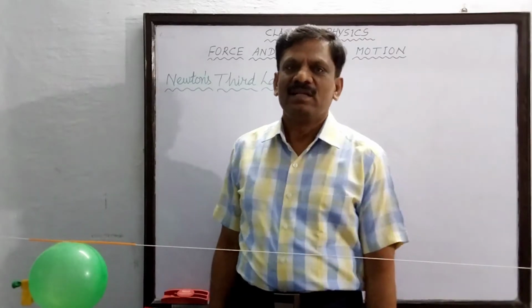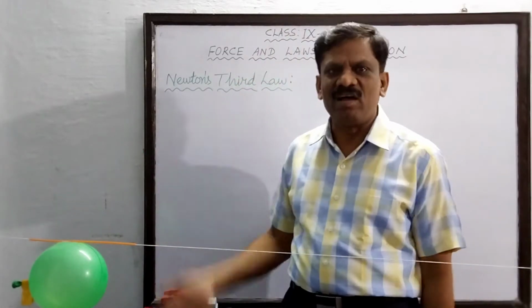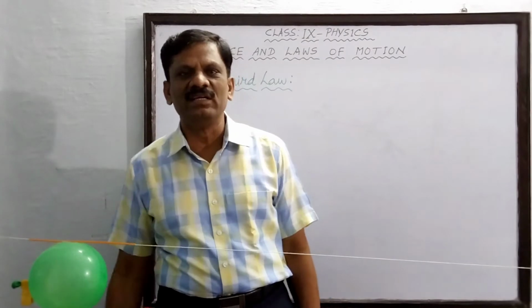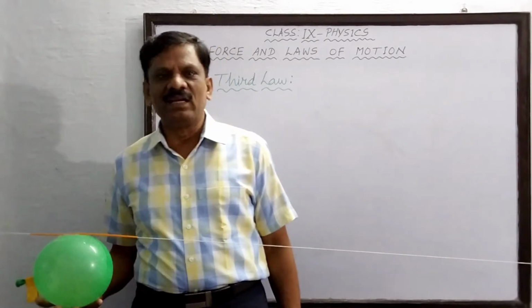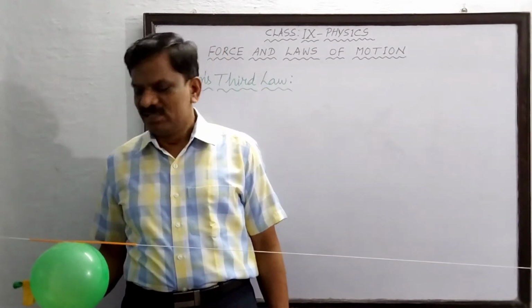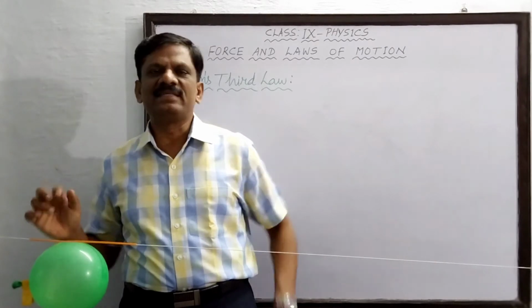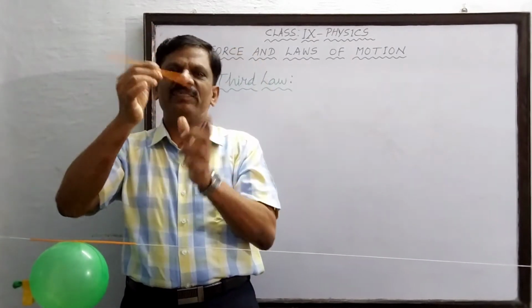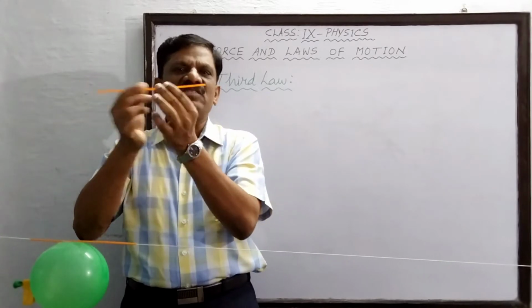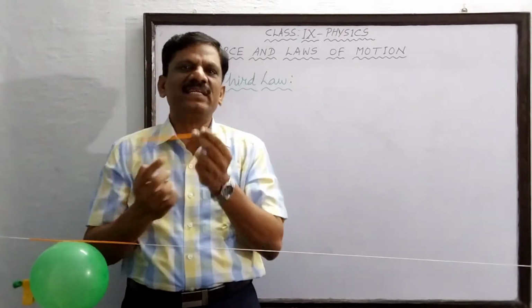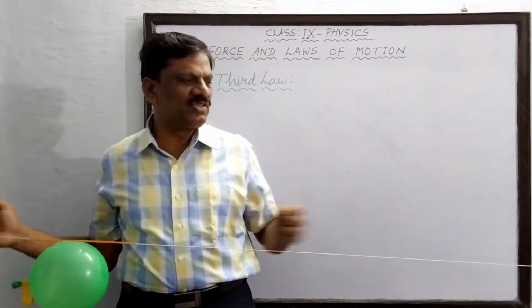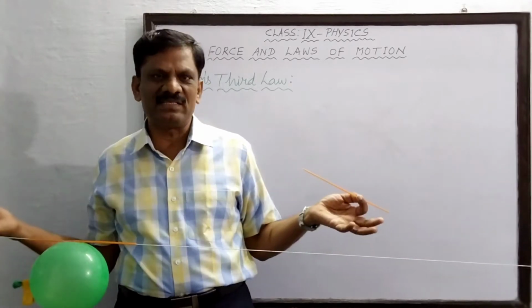Hi students, now we are going to explain Newton's third law of motion with the help of an activity. Can you all see a green color balloon here? This balloon is fixed to a straw. Inside the straw, a string of wire is passing through. The two ends of the string are tied at both the ends.